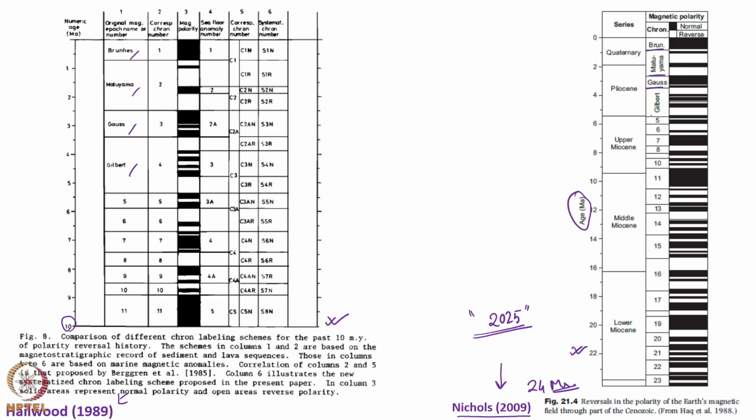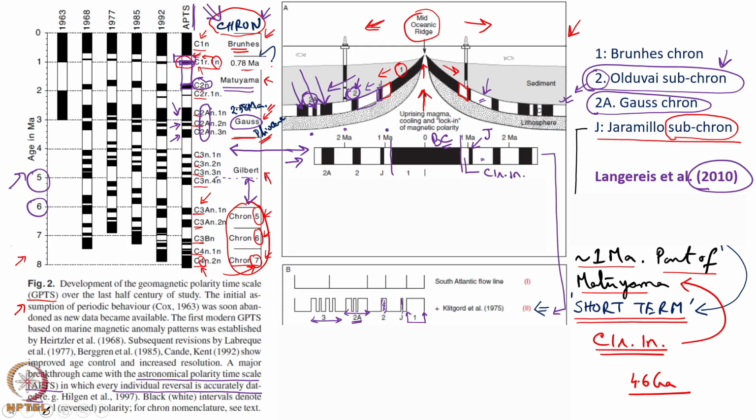Brunhes, Matuyama, Gauss and Gilbert can be seen. Then chrons 5, 6, 7, 8, 9, 10, 11 follow, which are shown here. Sea floor anomaly numbers are matching 1 with 1, 2 with 2 and 3 with 2a. So chron number 3, which is Gauss, is actually sea floor anomaly 2a. Here is the 2a Gauss and it is not 3, which I already explained.